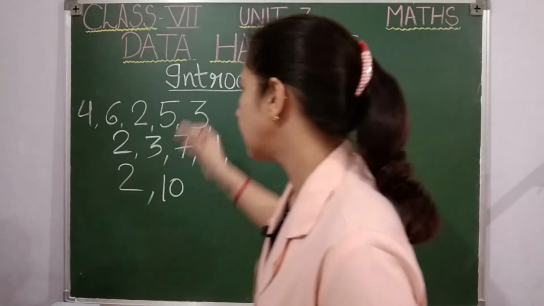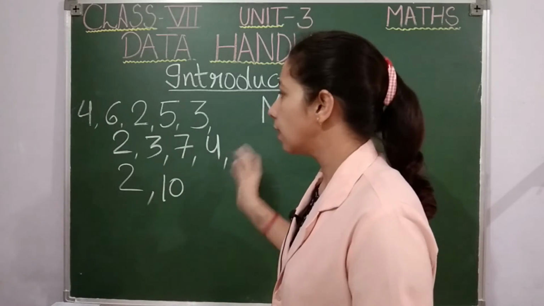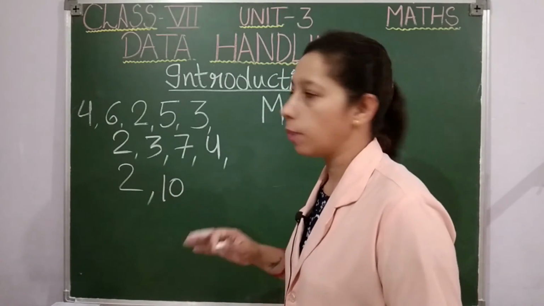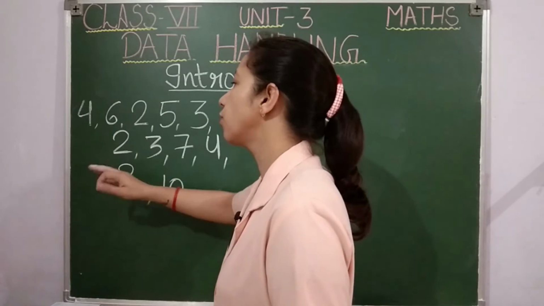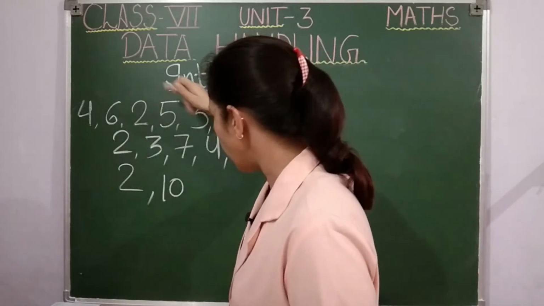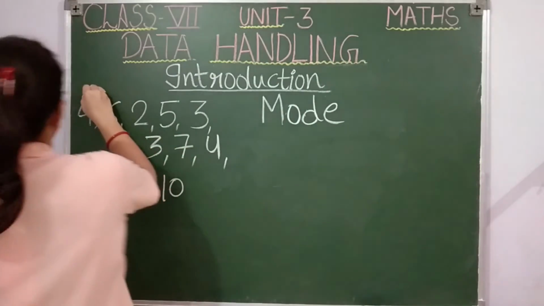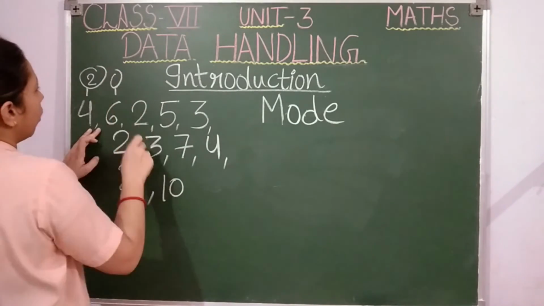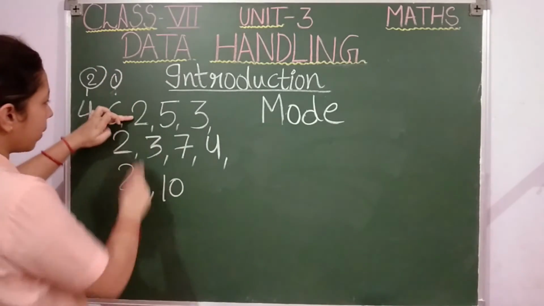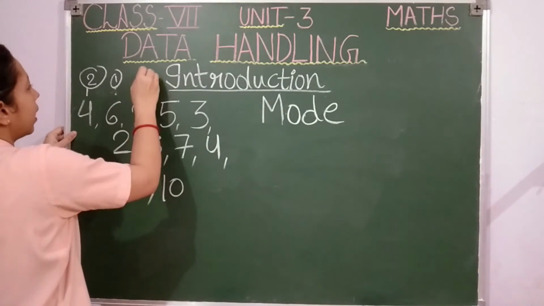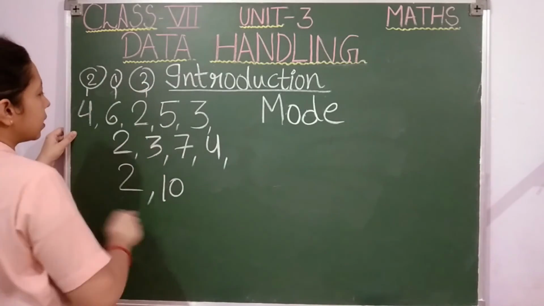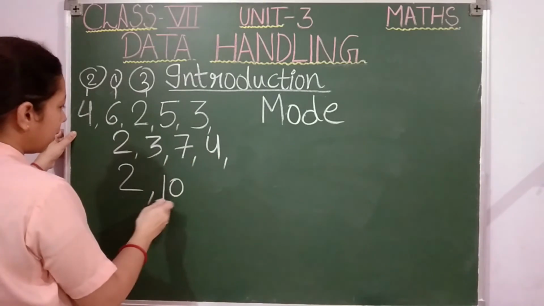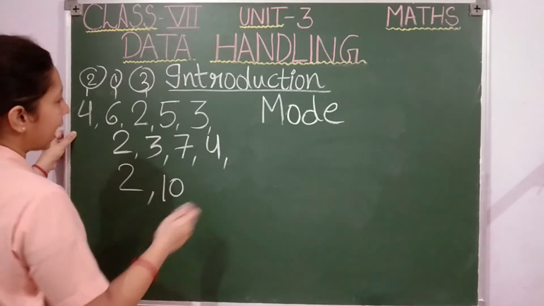So let us see this example, students. Here you can see many numbers are given. You have to find out that number which is appearing the maximum number of times here, for which the frequency is highest. 4, how many times? Only 2 times 4 has appeared here. So let me write 2 here. Then 6, only 1 time. 2, how many times is 2 appearing? 1, 2, 3. 2 is appearing 3 times. Clear, students? Then 5 only 1 time, 3 only 2 times, 7 1 time, 4 2 times, 10 1 time.